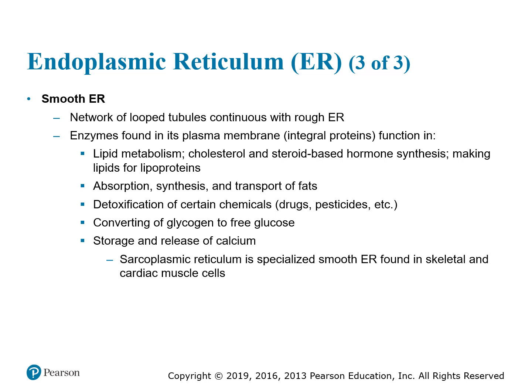Now the smooth ER. This is the looped tubules continuous with the rough ER. Very often it is actually attached to the rest of the endomembrane system, including the nuclear membrane. But it has enzymes in its membrane that are useful for lipid metabolism, absorption, synthesis, and transport of fats, detoxification of chemicals. It converts glycogen to free glucose. Remember, glycogen is one of those just cellular inclusions. Storage and release of calcium, especially in muscle cells, where we would call it a sarcoplasmic reticulum.